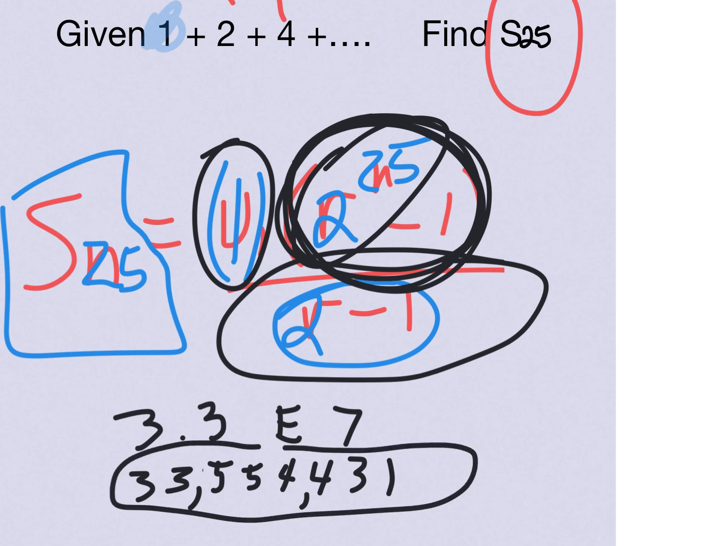33,554,431. Now, if yours just says 3.3, it's because you didn't move the decimal over. How many of you had the right answer this time? Cool. All right. Then, I think we are ready.